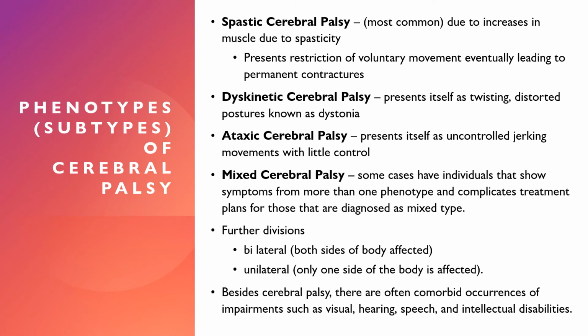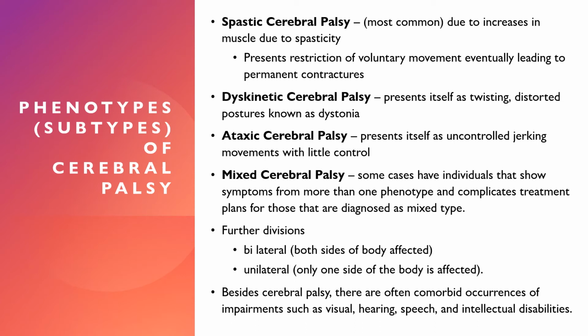So there are phenotypes or subtypes of cerebral palsy. The first is spastic cerebral palsy. That's the most common, the one seen most often, and it occurs due to an increase in muscle tone. They're not larger muscles, but they're stronger and more toned due to spasticity. Because of that, the best way I could put it, things lock down.